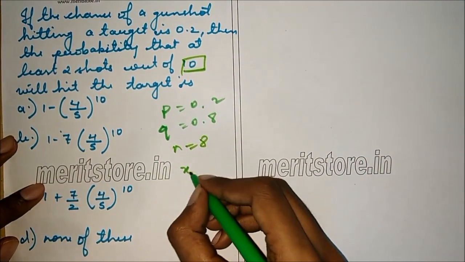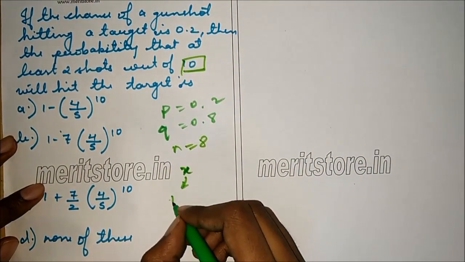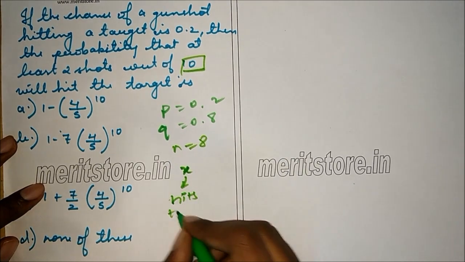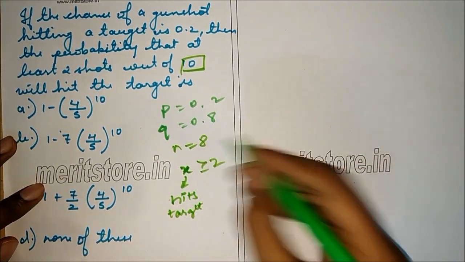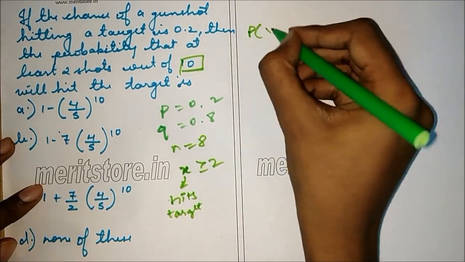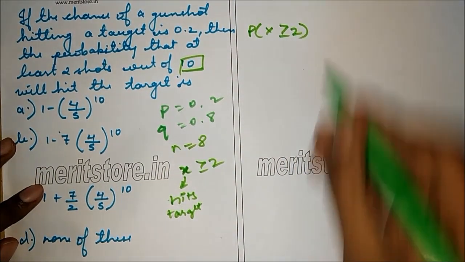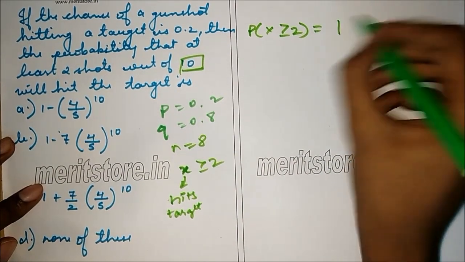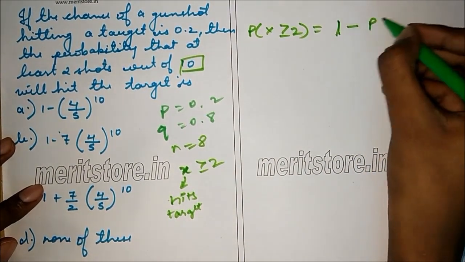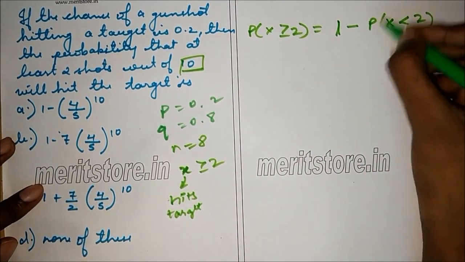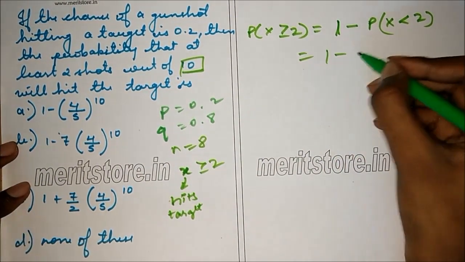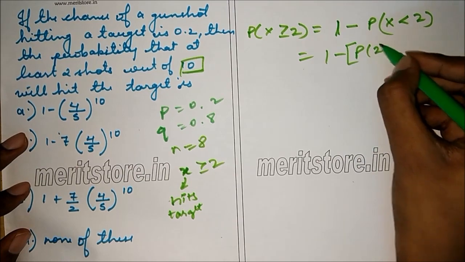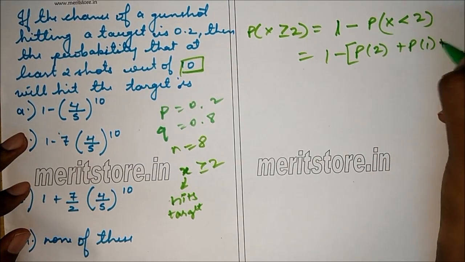So X, that is the number of hits to the target, should be greater than or equal to 2. So what we have to find is P of X greater than or equal to 2. This is the same as 1 minus the null probability, so this will be 1 minus P of X less than 2. So P of X less than 2 will be P of 1 plus P of 0.